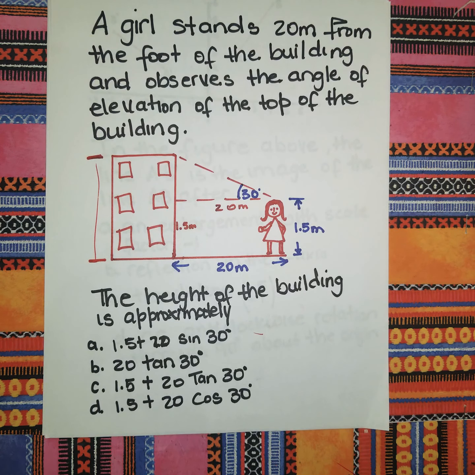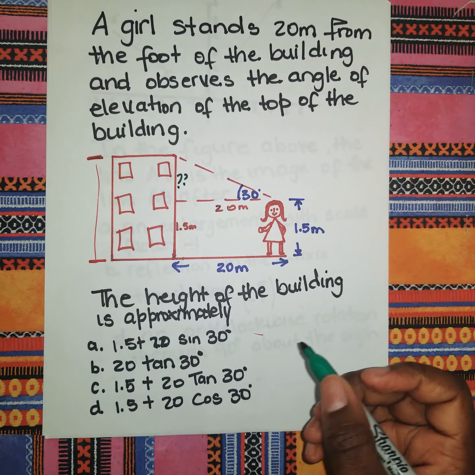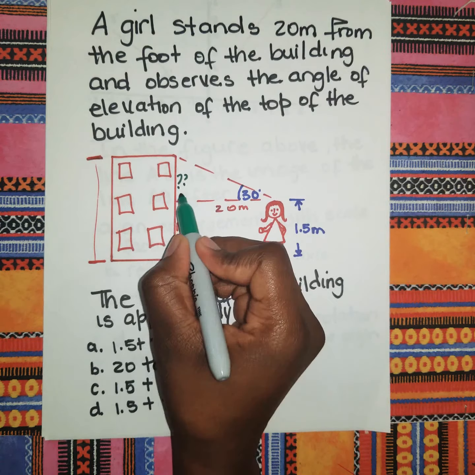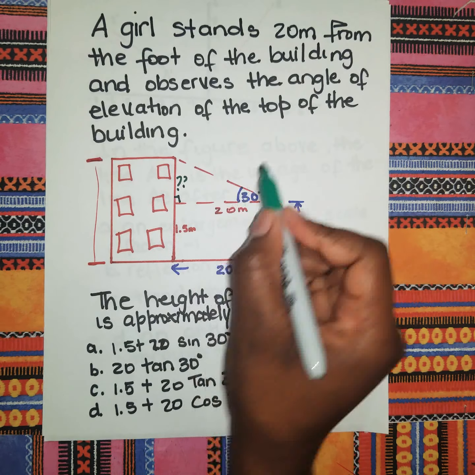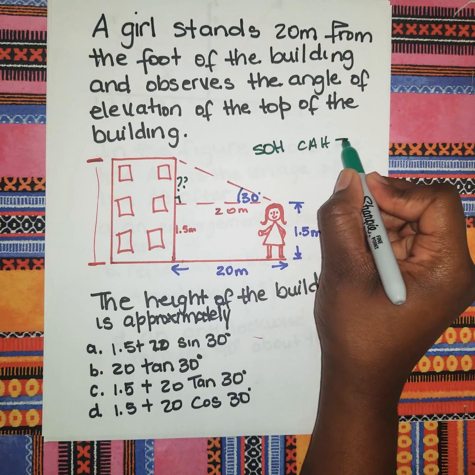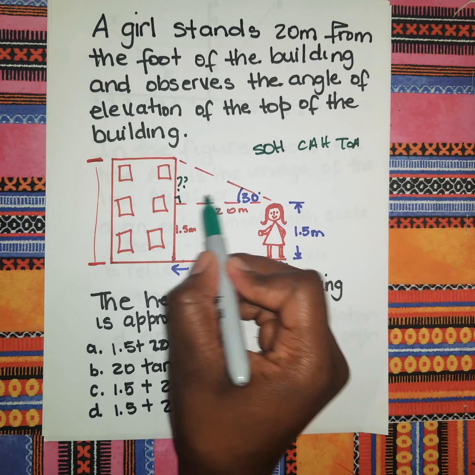What we need to do is, how will we find this section right here? We know we have to use a trig ratio, because a right angle triangle is forming right here. And of the trig ratios, we have three of them. We have SOHCAHTOA. So which of these will we use?